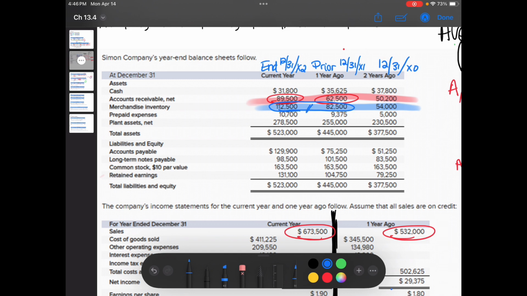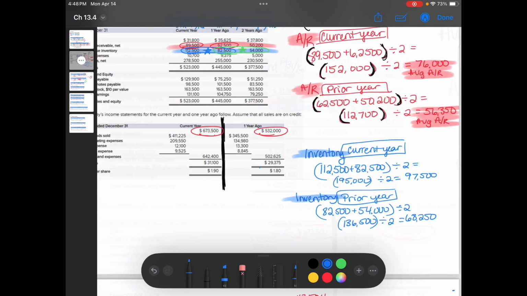The average should fall in the middle of these two numbers, and then we'll do the same thing for this year, where we'll take the beginning and ending, divide by 2, and see if the number falls in the middle. Okay, I have calculated and I've shown all the work for the average inventory. This is the current year, and this is a prior year.